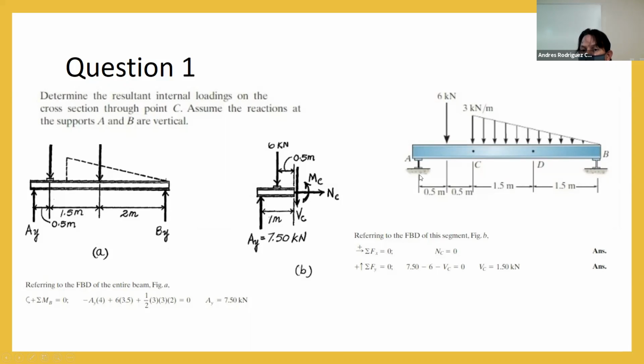So in order to obtain it, we have to do moments in B. We are going to have this force here that we don't know, this punctual force here that we know, and a force applied at 2 meters from B that is due to the triangular force. So that's why we have to consider the triangle.